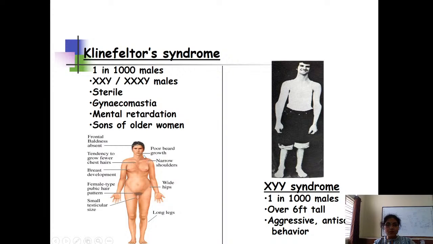The features that you can see here are frontal baldness absent, poor beard growth, tendency to grow fewer chest hairs, narrow shoulders, wide hips, female type pubic hair pattern, breast development, small testicular size, and long legs. Now, what is XYY syndrome? This is also seen in 1 in 1,000 males. They are over 6 feet tall, they are aggressive, and they show antisocial behavior.